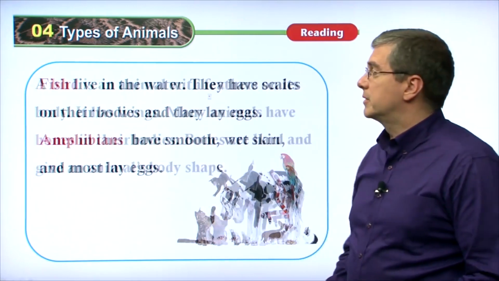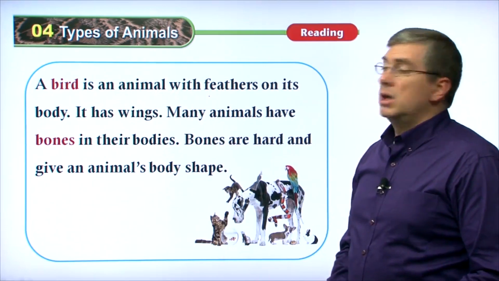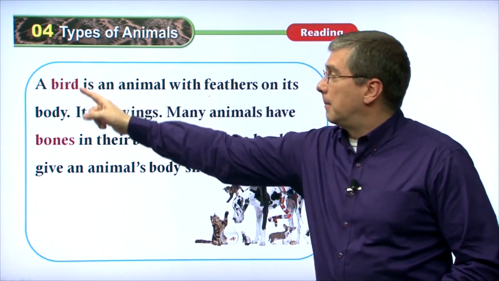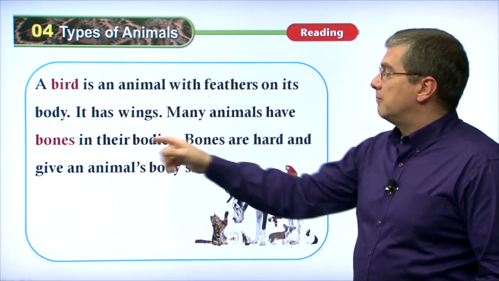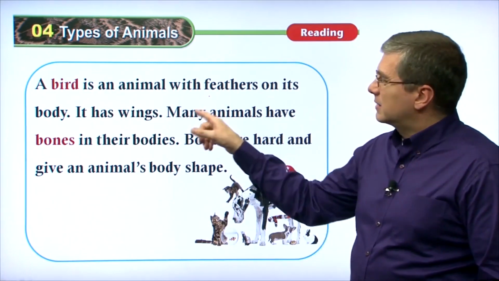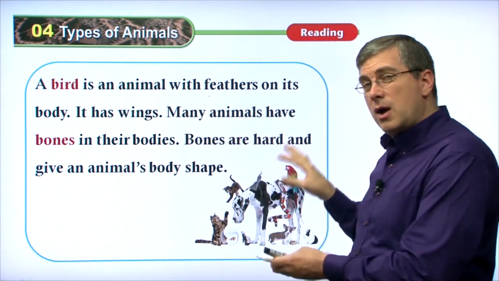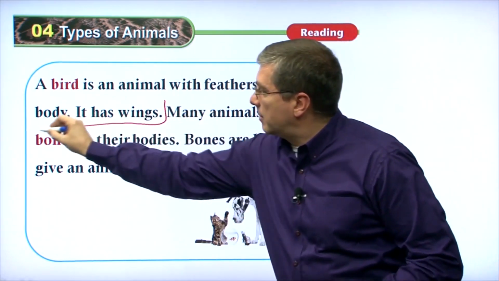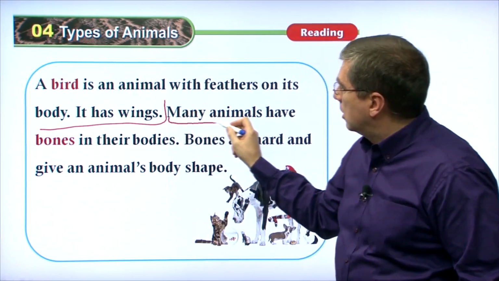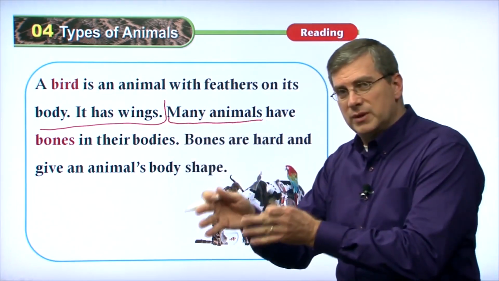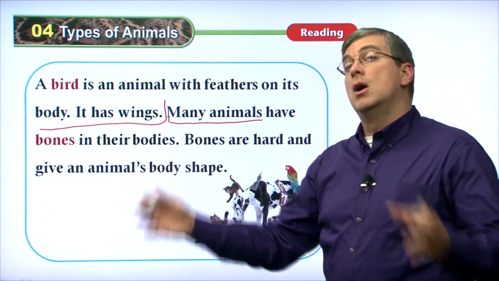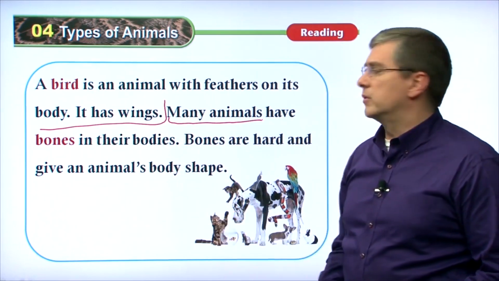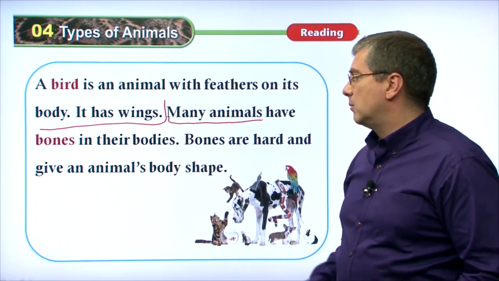Okay. We have a couple more groups to go over. Bird. A bird is an animal with feathers on its body. A bird has wings. Many animals have bones in their bodies. Okay? Now this sentence is kind of going off, talking about most animals. The previous part is just talking about birds. But starting from here, we say many animals. We get away from groups of animals. We're just making a general statement that many animals have bones in their bodies, because we were talking about bones before. Bones are hard and give an animal's body shape.